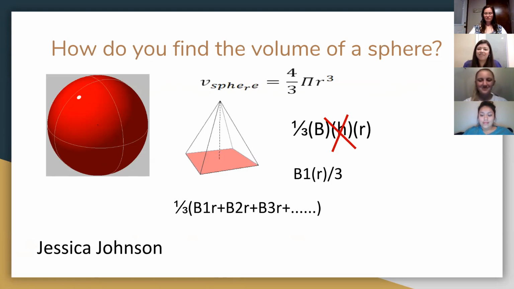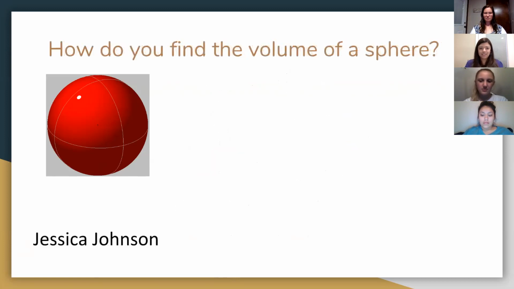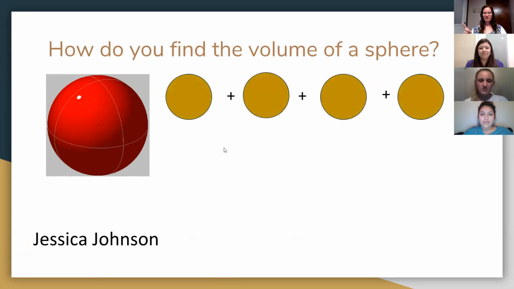When we factor out 1/3, we get 1/3 times base 1 r plus base 2 r plus base 3 r. When we factor out the radius, we get r times base 1 plus base 2 plus base 3. Take the sphere and break it down into 4 circles, because the surface area of the sphere is equal to the area of 4 of the circles.